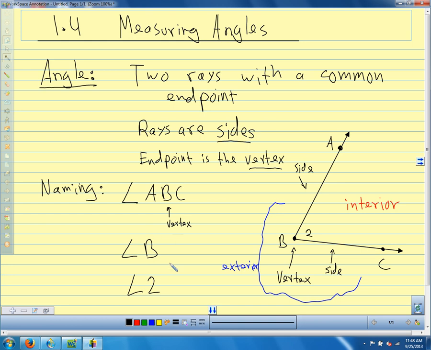And we never mix these ways up. So I wouldn't call this angle A2C. We're not going to, or C2A. We never mix the two up. We either use letters or we use one number if the number's inside. And we can't call this angle ACB. Vertex always goes in the middle. Vertex is always in the middle.